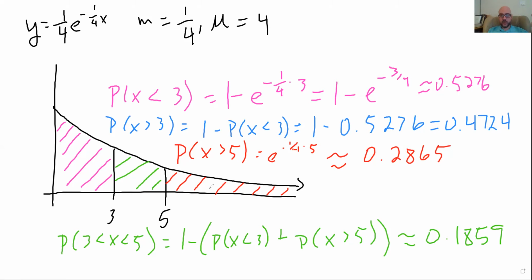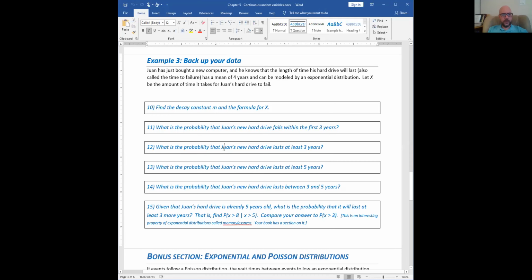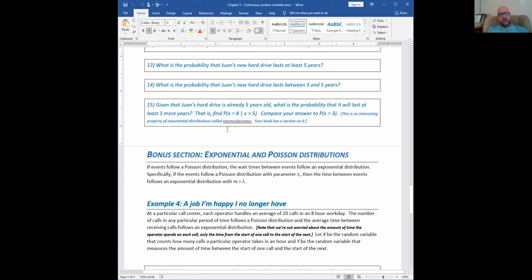I recommend drawing pictures for basically everything. You will see me draw pictures for essentially everything I ever show you how to do on a probability distribution. So yeah, I think that's all I want to say about that. So let's go back to the notes. Notes here. Yeah, let's do this one.